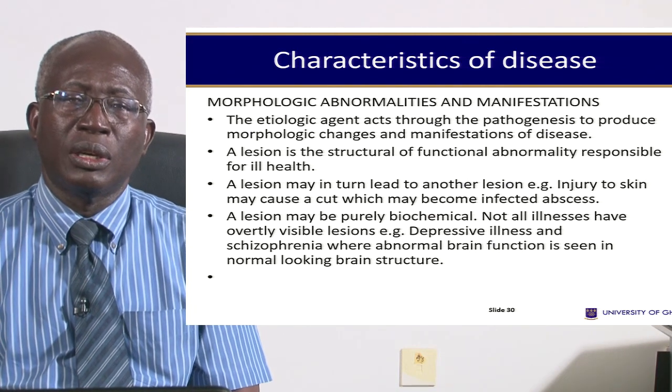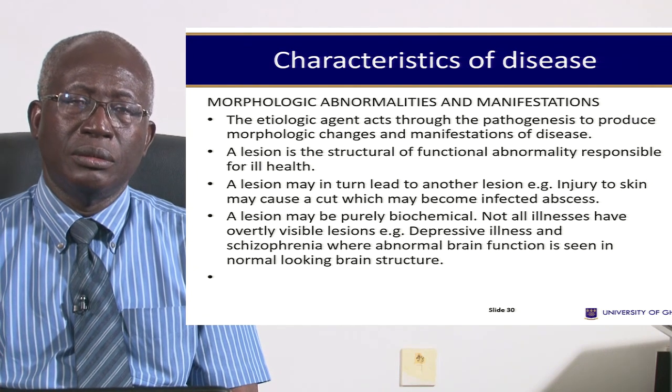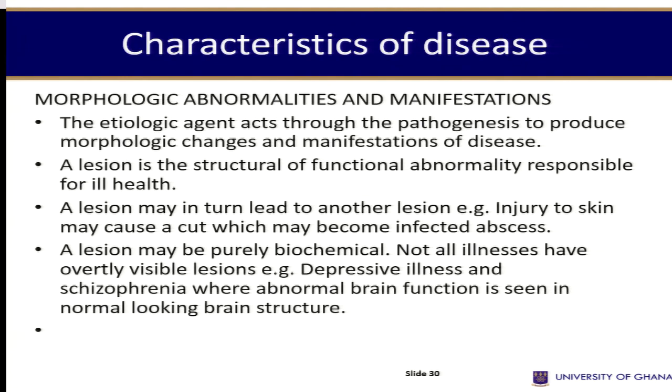Now let's move on to the morphologic abnormalities and manifestation, which is another characteristic of disease. The etiologic agents will act through the pathogenesis to produce morphologic changes. And also, this would show as manifestation of disease. A lesion is used to describe the structural and functional abnormality responsible for ill health. It may lead to another lesion. In other words, it may progress or change. For instance, if you have an injury on the skin due to, say, a cutlass wound, that's a lesion. But it may become infected. If it becomes infected, it now will change from a simple injury to an abscess.